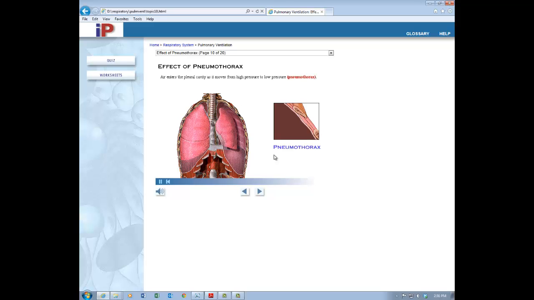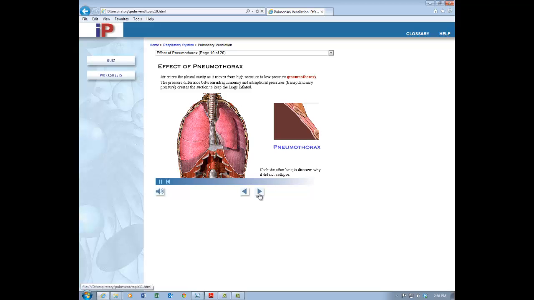Air enters the pleural cavity as it moves from high pressure to low pressure. This is called a pneumothorax. Normally, there is a difference between the intrapleural and intrapulmonary pressures, which is called transpulmonary pressure. The transpulmonary pressure creates the suction to keep the lungs inflated. In this case, when there is no pressure difference, there is no suction and the lung collapses.